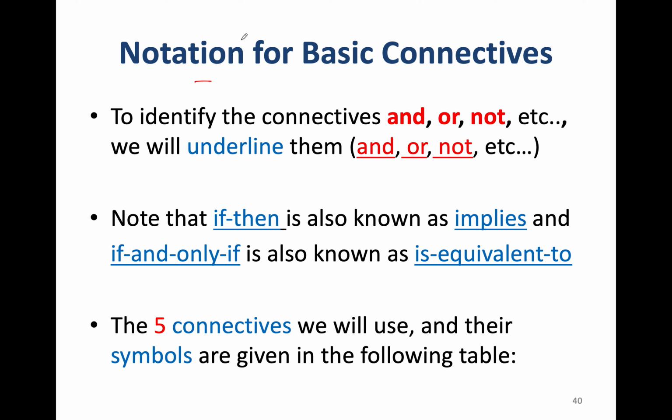Now, to identify the connectives and, or, not, etc., we will underline them as you can see here. So we've got 5: 1, 2, 3. Then we've got 4, if then, which has another name, implies, and 5, if and only if, which also has another name, equivalent to. Now, the 5 connectives that will be used in logic have specific symbols, which will be given in the following slides.